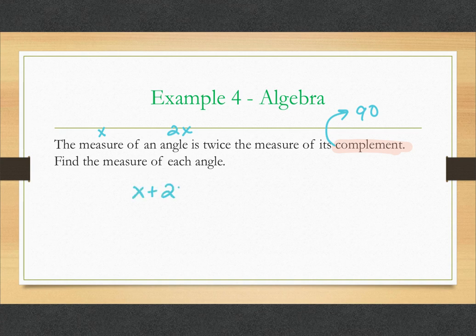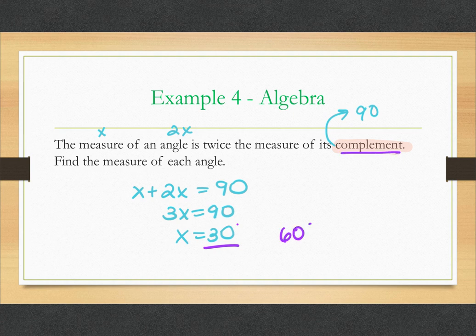So x plus 2x would equal 90. 3x would equal 90, and x would equal 30. And check by saying if I have an angle that's 30 degrees, its complement is 60 degrees, and that is twice its angle. So 30 and 60 would be the two angles.